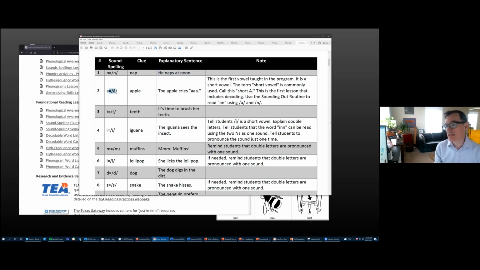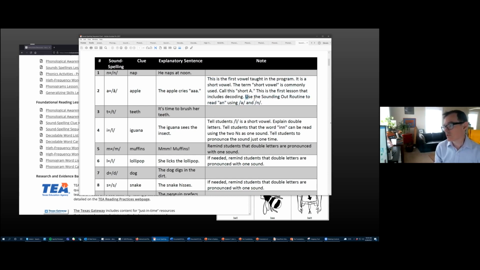So here, this is the ah sound, the clue is apple, and the sentence is the apple cries ah. Here's what it says in the note. This is the first vowel taught in the program. It is a short vowel. The term short vowel is commonly used. Call this short A. It's the first lesson that includes decoding. Use the sounding out routine to read, using ah and n.